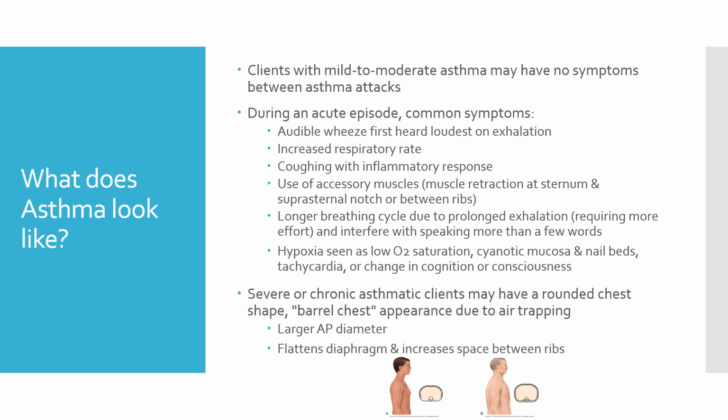So a normal client is this picture in A, whereas with a severe or chronic asthmatic, and when we get to COPD, you'll also note that the AP diameter increases. So they get that barrel chest, not so much wide as it is front to back. Their diaphragm flattens and it increases the space between the ribs as they're trying to find areas to get oxygen, because all of this is trapped CO2.